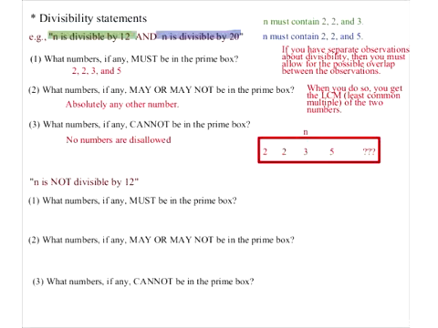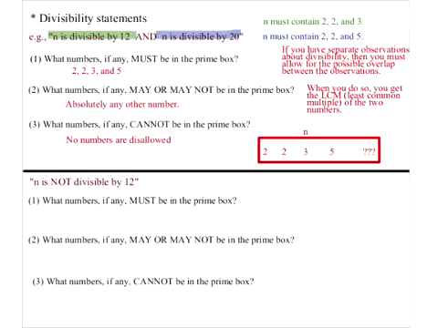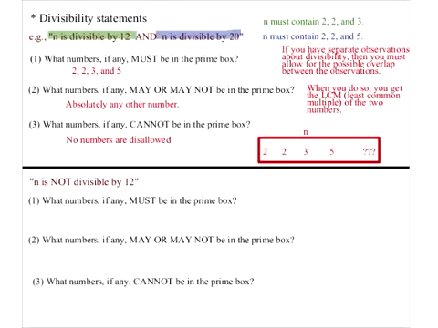Okay, let's take a look at another statement. N is not divisible by 12. When you take a look at this, note that 12 is 2 times 2 times 3. Okay, are there any numbers that must be in the prime box? Okay, there are none, because all we know is that n is not divisible by 12. We're not told that n is divisible by anything.